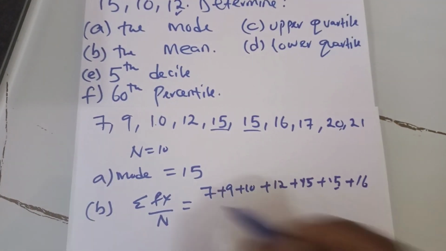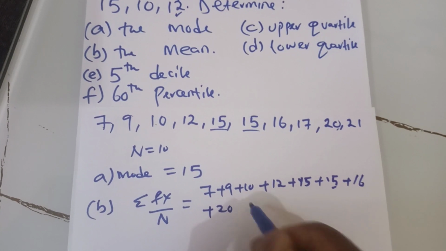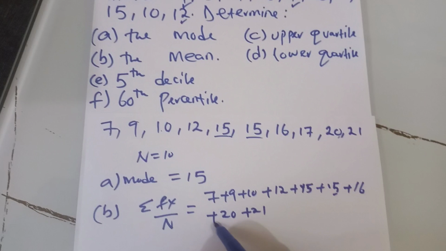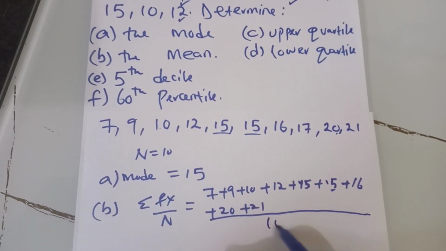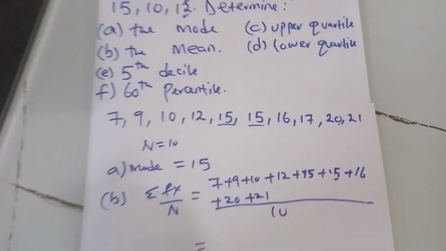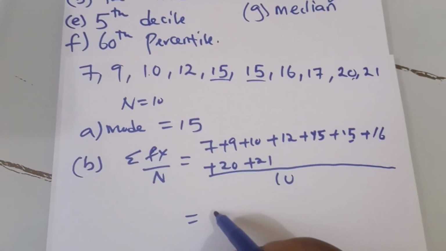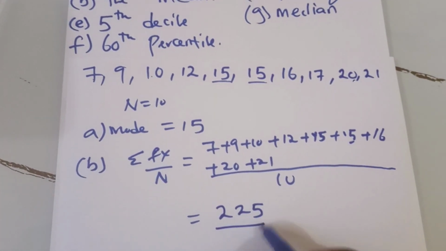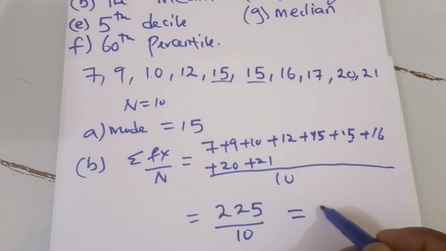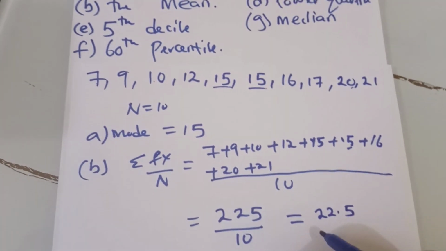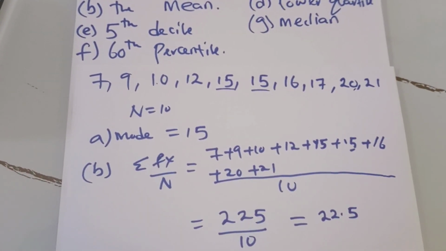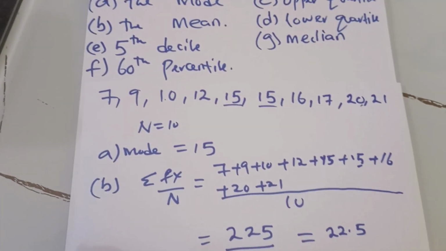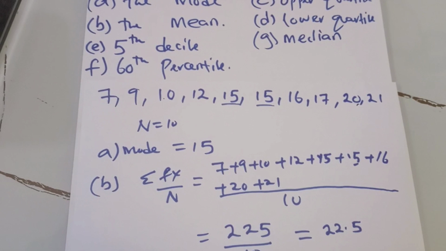We can compute that in our calculators and get the value after addition. And then we divide by the number of entries, which is 10. In your calculator you'll get the sum is 225, so we divide by 10 and get 22.5. So 22.5 is the mean of this raw data, or ungrouped data.